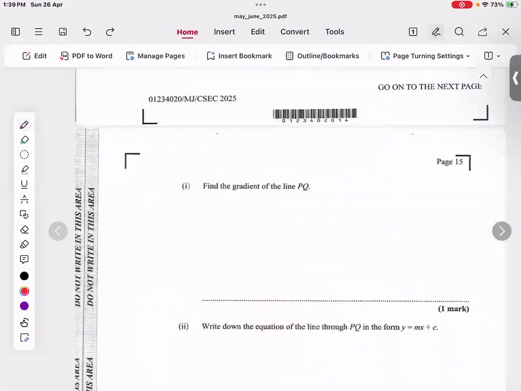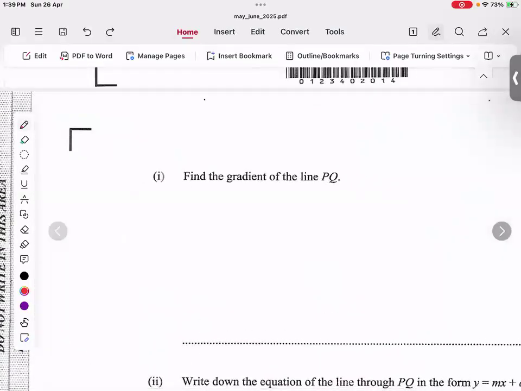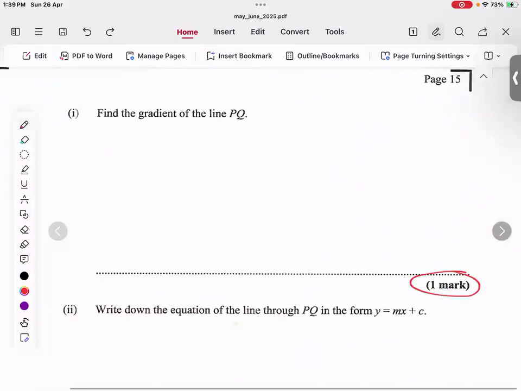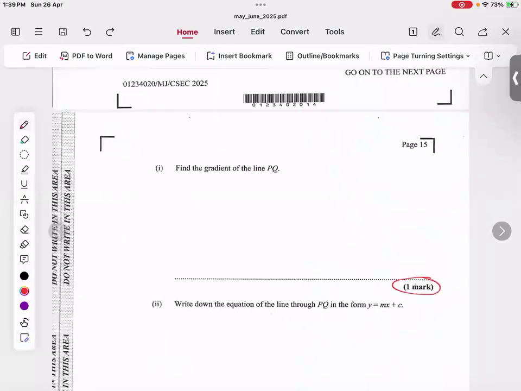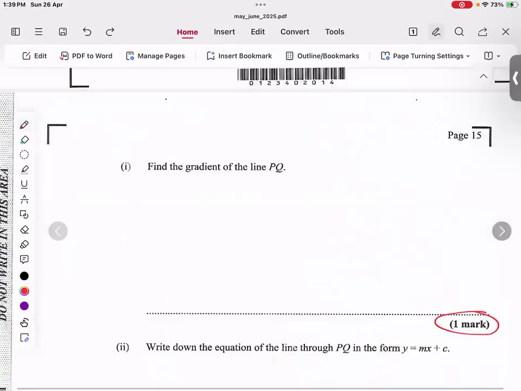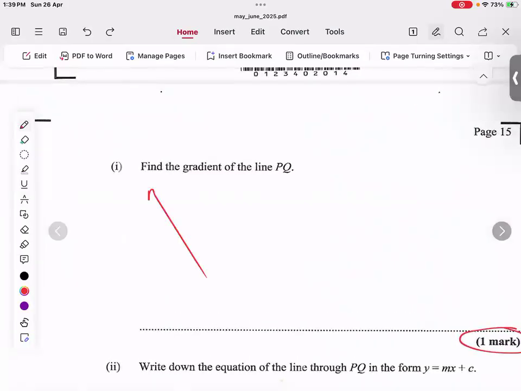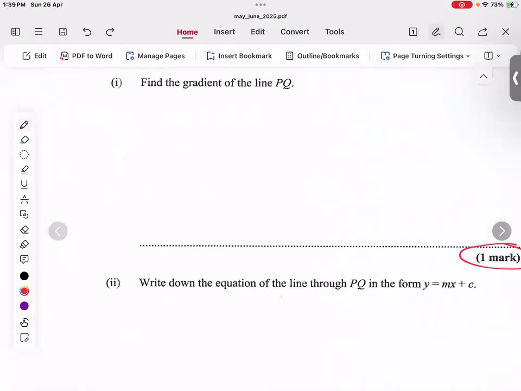Anybody recall what's the formula for the gradient of a line when you're actually on the graph to make it faster? How many marks is it worth? 1 mark. Anybody remember the formula that we use for finding the gradient of a line when we're on the graph, where m is equal to something over something? Is it rise over run? It is absolutely rise over run.